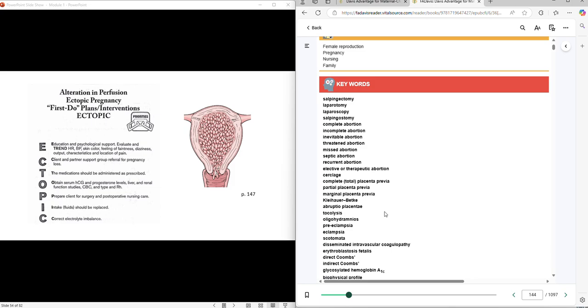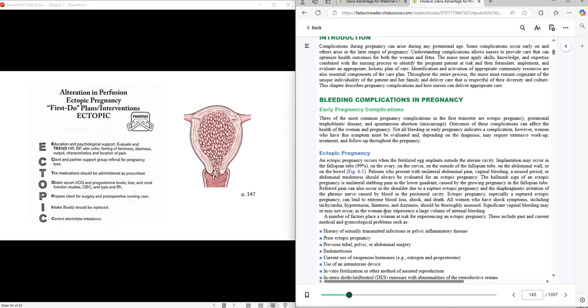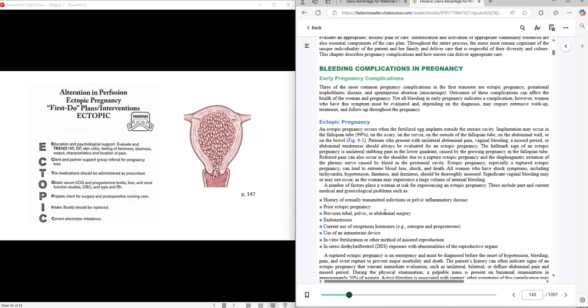Just some keywords here. Let's talk about ectopic pregnancies. Okay, so ectopic pregnancies happen when the fertilized egg implants anywhere other than a uterus. Okay, it can be the cervix, fallopian tube, abdominal wall, on the bowels, and there are a number of factors that play into this, and they're listed in these bullet points here. Okay, so be sure that you understand that.